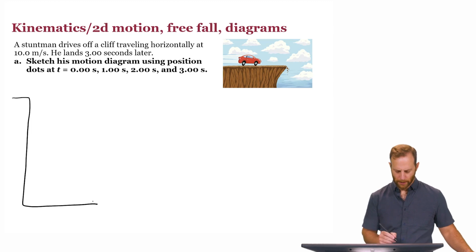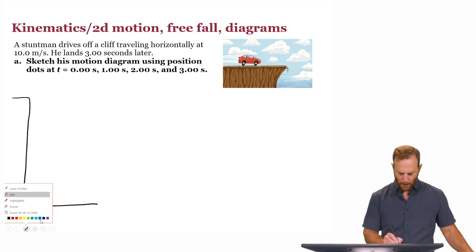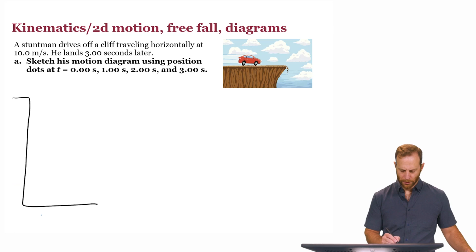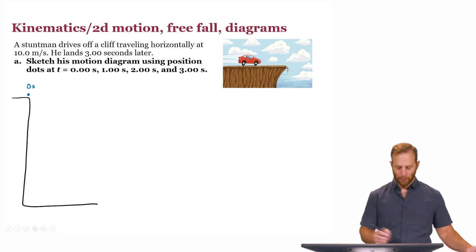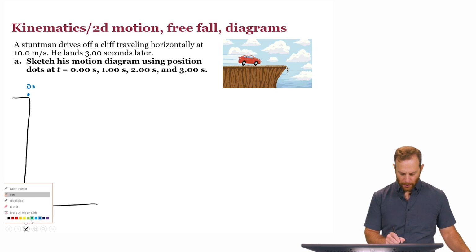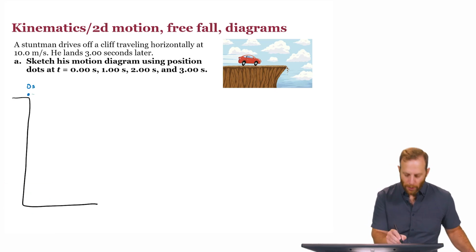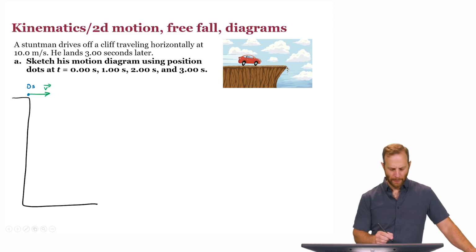with some unknown height. And then we can draw the position dots. At t equals 0, put that right there. That's the position of the car, and it's traveling with a velocity that is purely horizontal. So we can draw the velocity arrow, velocity vector, something like that.